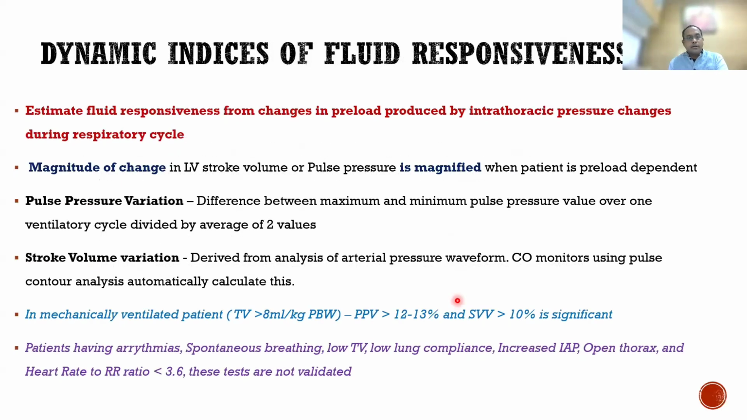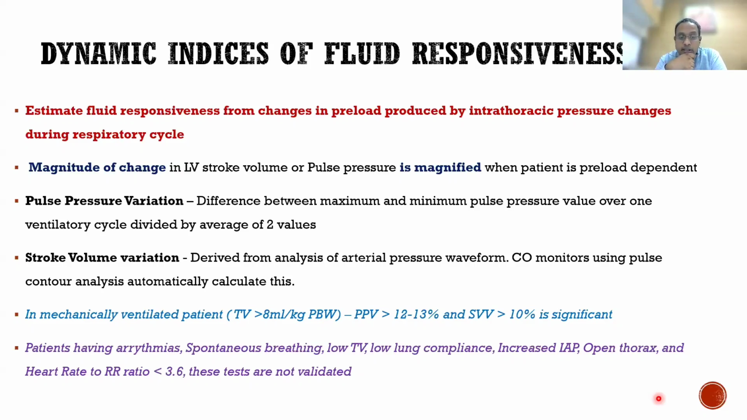Coming to the dynamic measures, they estimate fluid responsiveness from changes in preload produced by intrathoracic pressure changes during the respiratory cycle. This we have discussed. The magnitude of change in LV stroke volume or pulse pressure is magnified when the patient is preload dependent. The pulse pressure variation is the difference between the maximum and minimum pulse pressure value over one ventilatory cycle divided by the average of the two values. Stroke volume variation is derived from analysis of the arterial pressure waveform. Cardiac output monitors use pulse contour analysis to automatically calculate the stroke volume variation. In mechanically ventilated patients with a tidal volume of 8 ml per kg predicted body weight, a pulse pressure variation of more than 12 to 13% and a stroke volume variation of more than 10% is considered significant, and the patient may be considered fluid responsive.